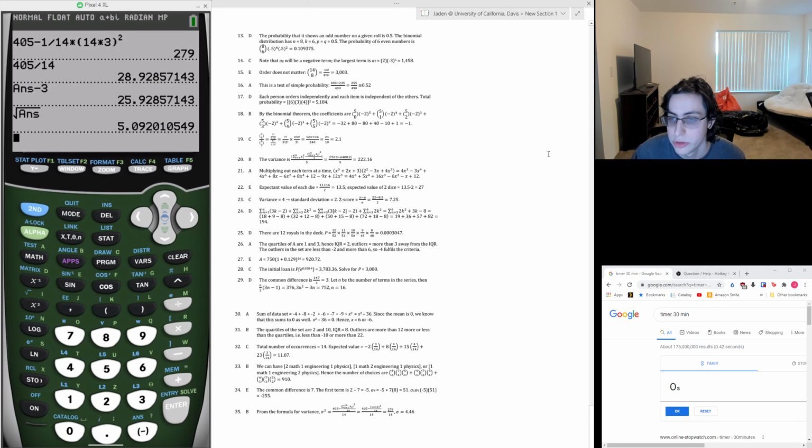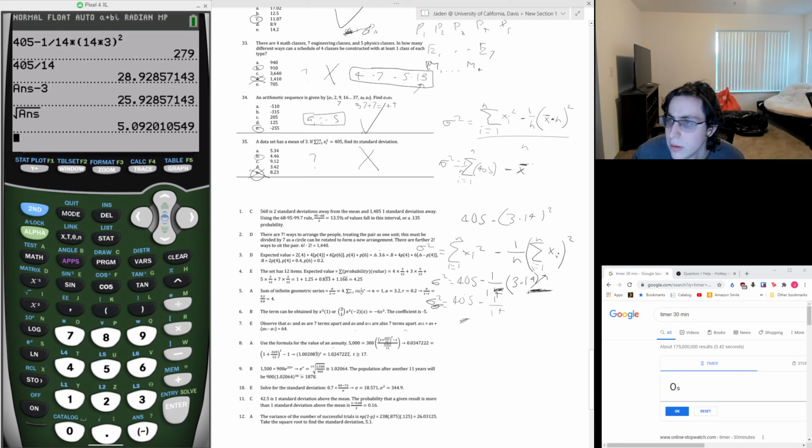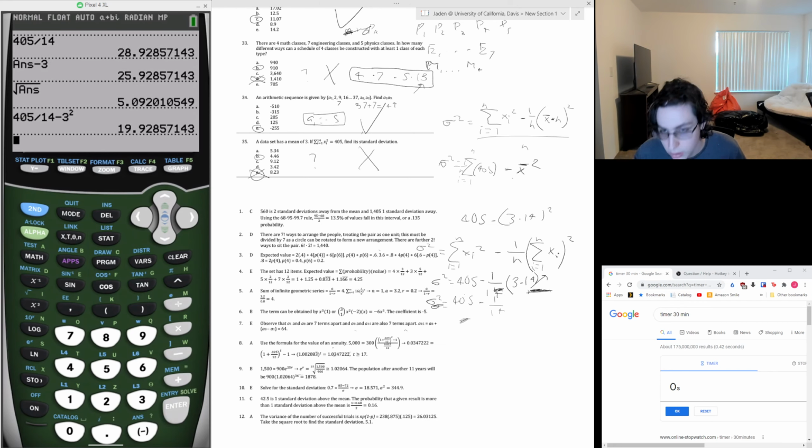Or it's minus 3 squared, so it's minus the mean squared. So it's 405 divided by 14, minus 3 squared. So you take the sum of all of basically the number squared, this thing here, 405, divided by how many terms there are, 14, then subtract the square of the mean, which gives you 19.92.